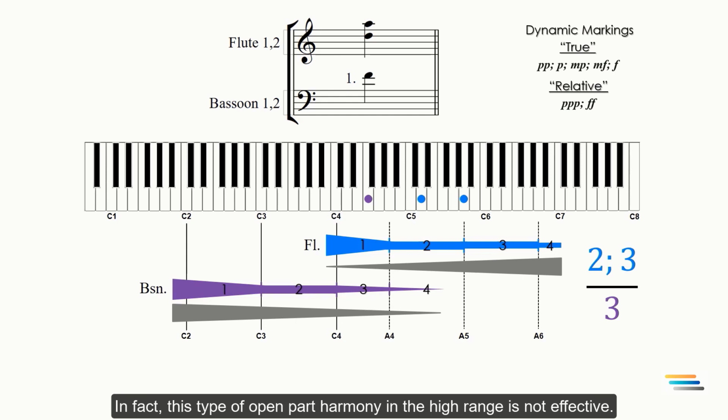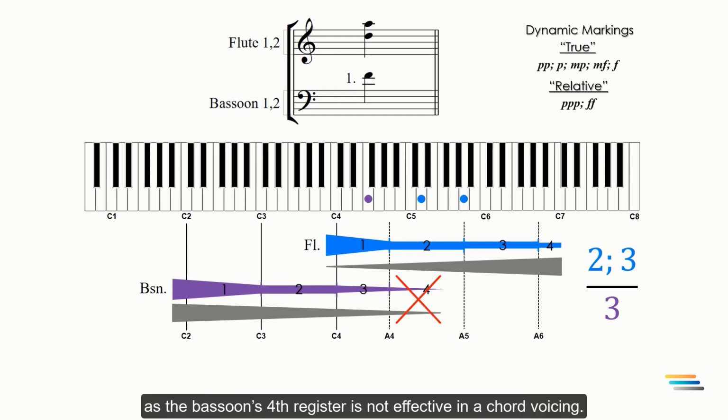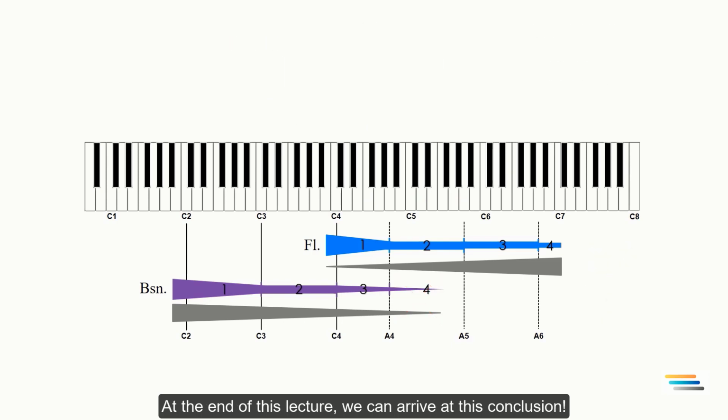In fact, this type of open part harmony in the high range is not effective. I showed this example just to understand the register of both instruments. So, I want to stop our lessons here, as the bassoon's fourth register is not effective in chord voicing. At the end of this lecture, we can arrive at this conclusion.